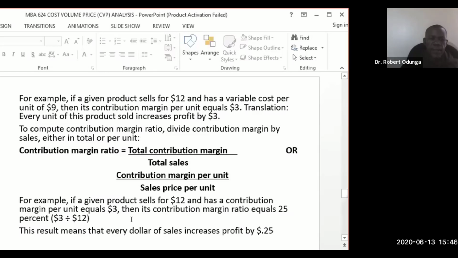So you can get it in terms of percentage, and this will be 25%. If it's in terms of percentage, then you just multiply by 100 and express it there. So this result means that every dollar of sales increases profit by 0.25 or 25%. Okay, let me show this.